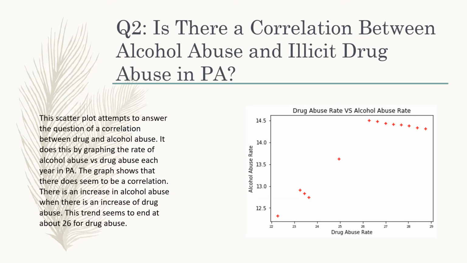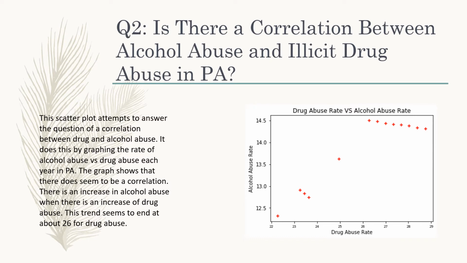So the second question I asked was, is there a correlation between alcohol abuse and illicit drug abuse in Pennsylvania? The scatter plot attempts to answer this question of correlation between drug abuse and alcohol abuse. It does this by graphing the rate of alcohol abuse versus drug abuse each year in Pennsylvania. The graph shows that there does seem to be a correlation. There's an increase in alcohol abuse when there's an increase in drug abuse.